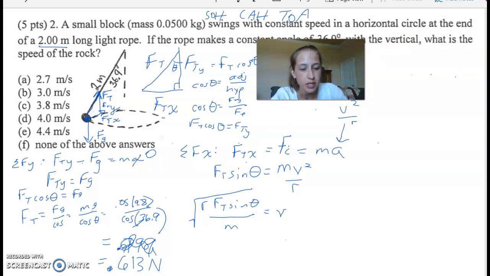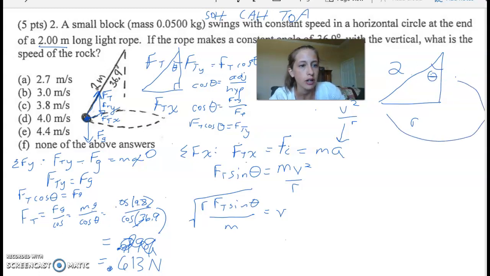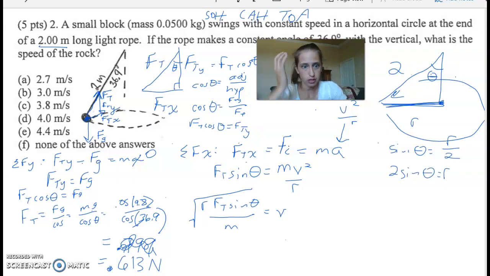So we've got our 2-meter rope. This is our radius. This angle is theta. You might think, isn't that the diameter? No. That's our circle. This is the center of the circle. So just that leg of the triangle, that's our radius. It is opposite theta. So sine theta equals opposite over hypotenuse. So 2 sine theta is our radius. So let's just get a number. 2 times the sine of 36.9 equals our radius.